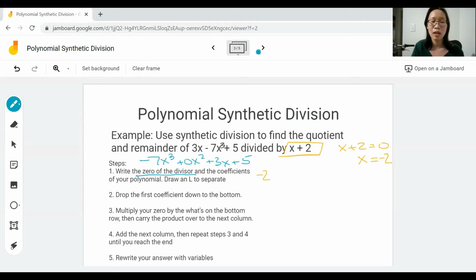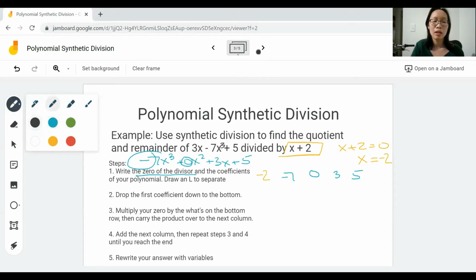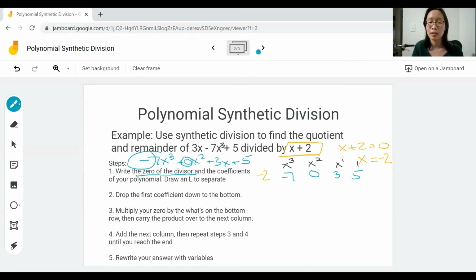And then I'm going to write all the coefficients, just the numbers, in order. So negative 7, 0, 3, and 5. And I'm actually going to write their places, the exponents, just to remind myself. This is optional, you don't have to do it, but I find that it helps keep me organized. And once you've written all of that, you're going to draw an L to divide the two, and you're going to leave space for a row underneath your coefficients.